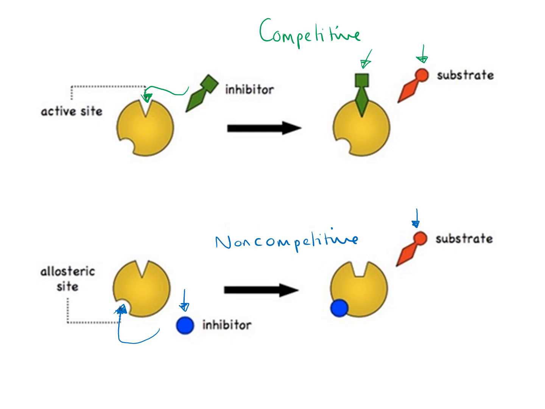Now when that inhibitor binds away from that active site, you'll notice that this active site changes shape. So that substrate can no longer bind to that active site. Again, rate of reaction is going to decrease.